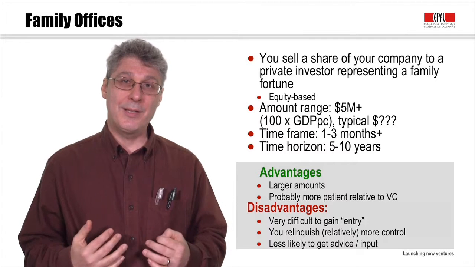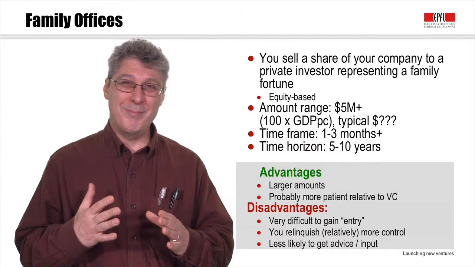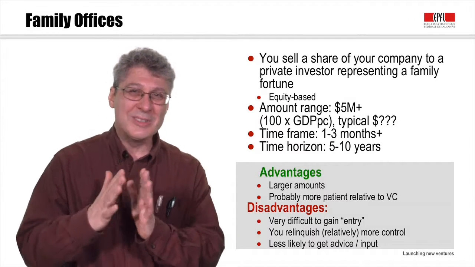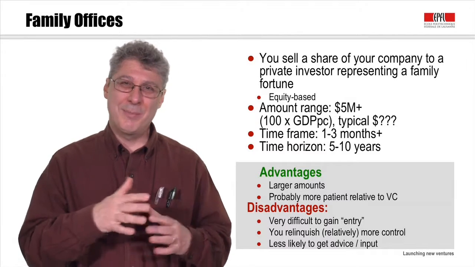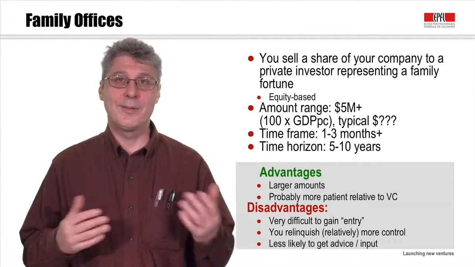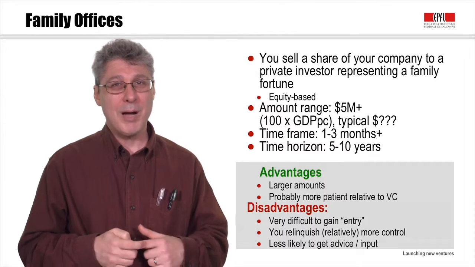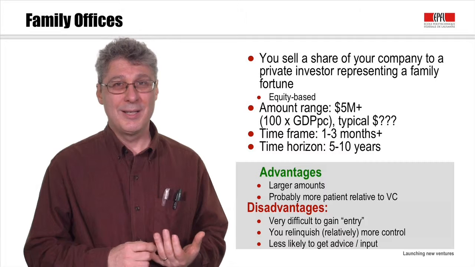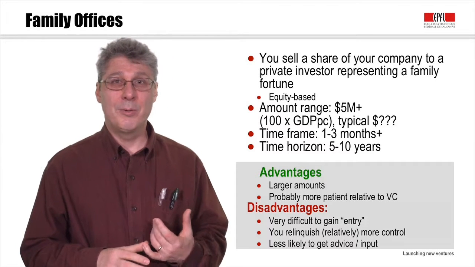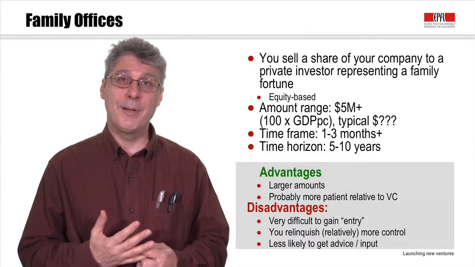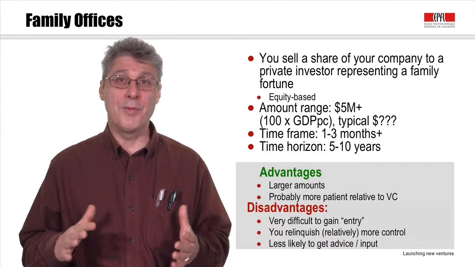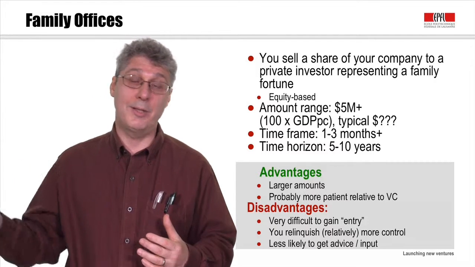That's because these investors don't want to deal with a bunch of small investments, lots of companies, lots of stakeholders, etc. So in general, these are going to be on the higher side, probably a more capital-intensive business. 5 million, which is 100 times GDP per capita, I would say would be on the low end of that range, and it can go up from there.